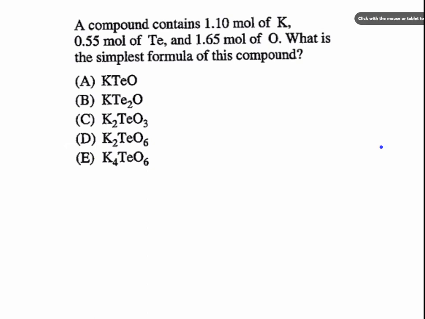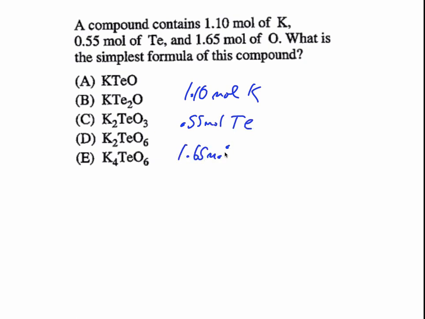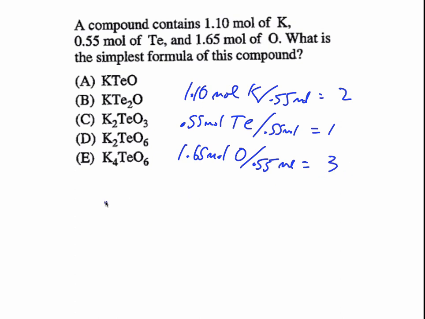Let's do another one. Percent to mass, mass to moles. Oh my gosh, they actually already even gave me moles. What? That's hella easy. Can't believe that. Typical move on multiple choice, by the way, is to do this. So divide by the small, 0.55 moles equals 1 mole Te, 0.55 moles equals 2 moles of K, and 0.55 moles equals 3 moles. So I have K2, Te1, O3, and that's going to give me C as my answer.